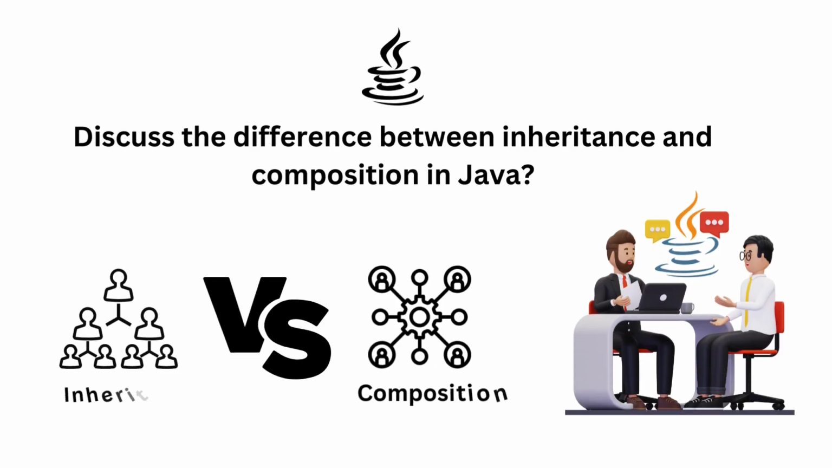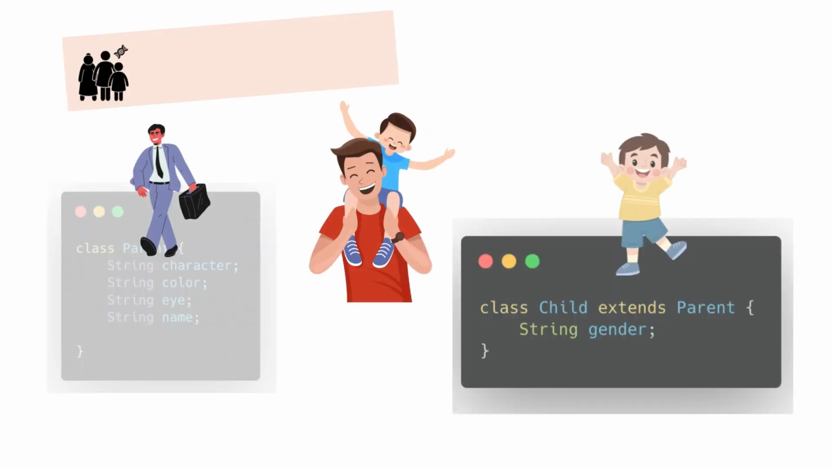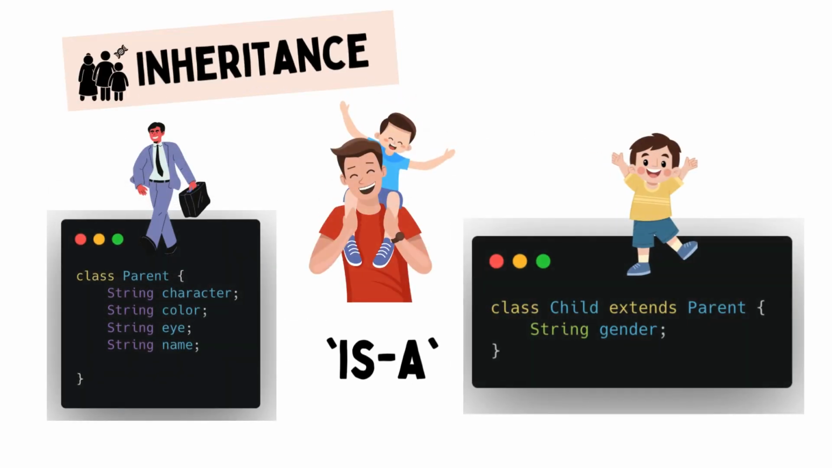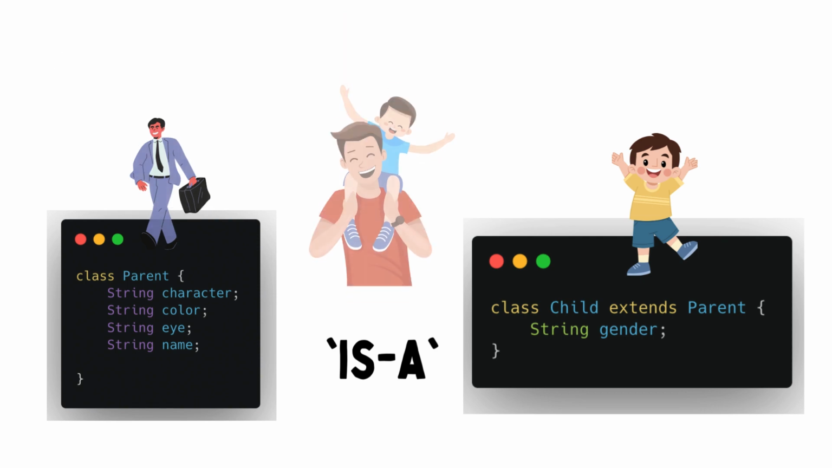Discuss the difference between inheritance and composition in Java, including scenarios where each would be more appropriate. Inheritance is an is-a relationship where a subclass inherits properties and behaviors from a superclass.